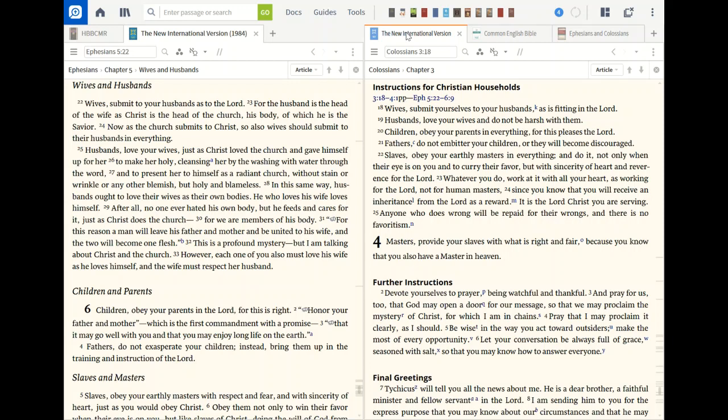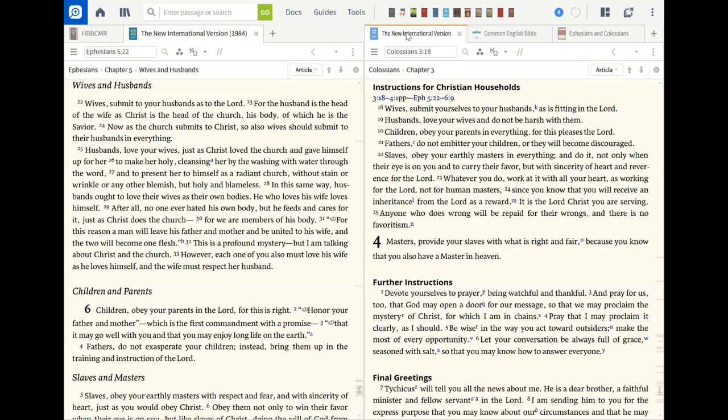Now, my contention is that in every one of these different settings, husbands, wives, children, fathers, slaves, masters, there's a countercultural issue going on, as well as a supportive normal culture going on, a conservative versus a progressive type notion. So we look at verse 23 in Ephesians. For the husband is the head of the wife, as Christ is the head of the church, his body, of which he is the Savior.